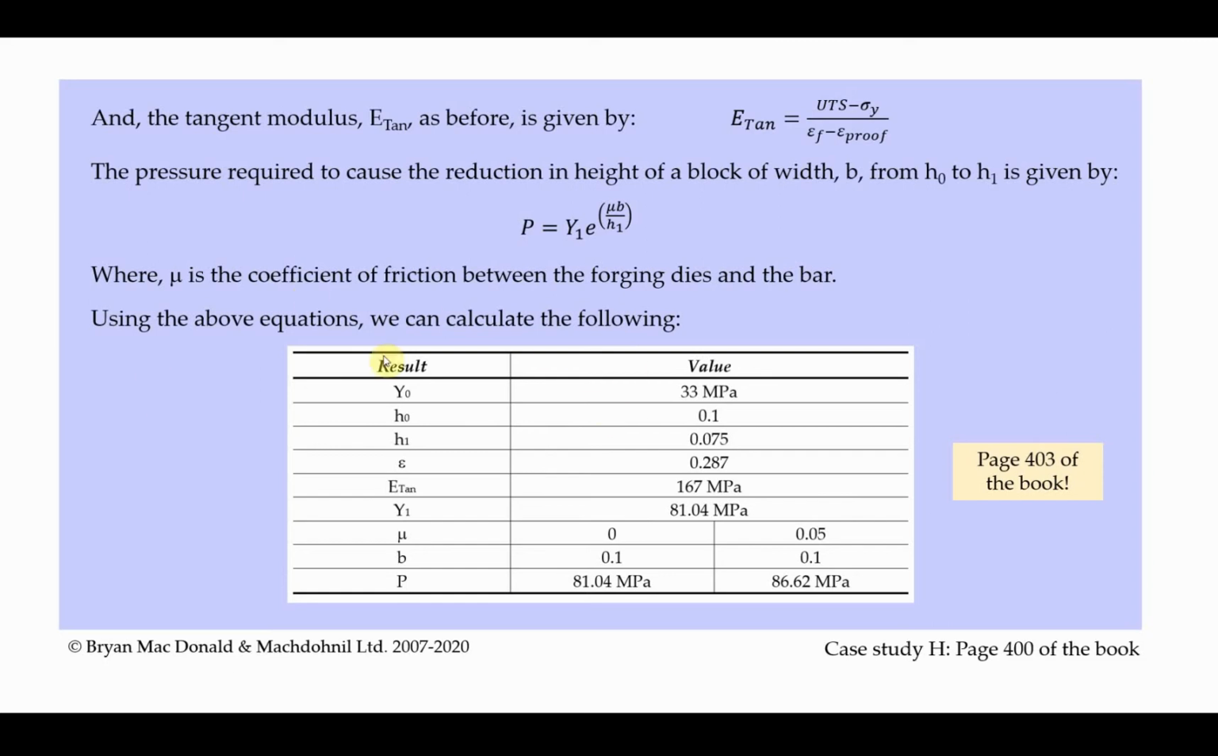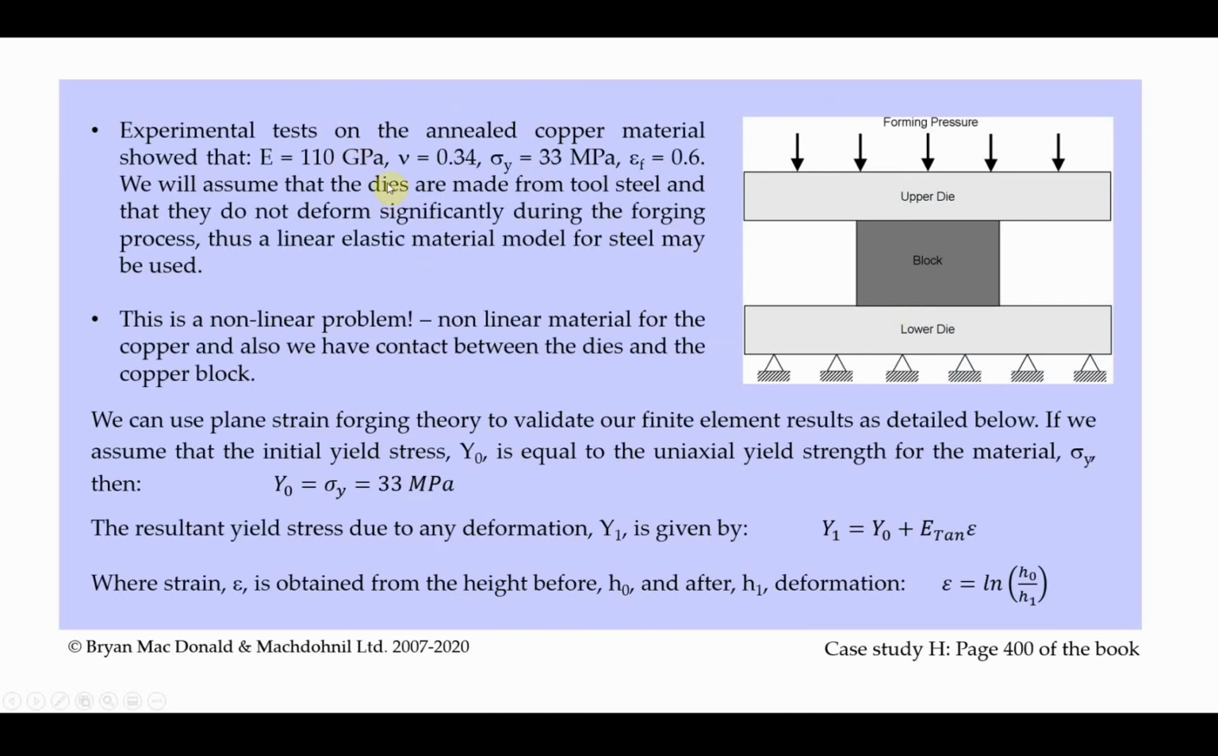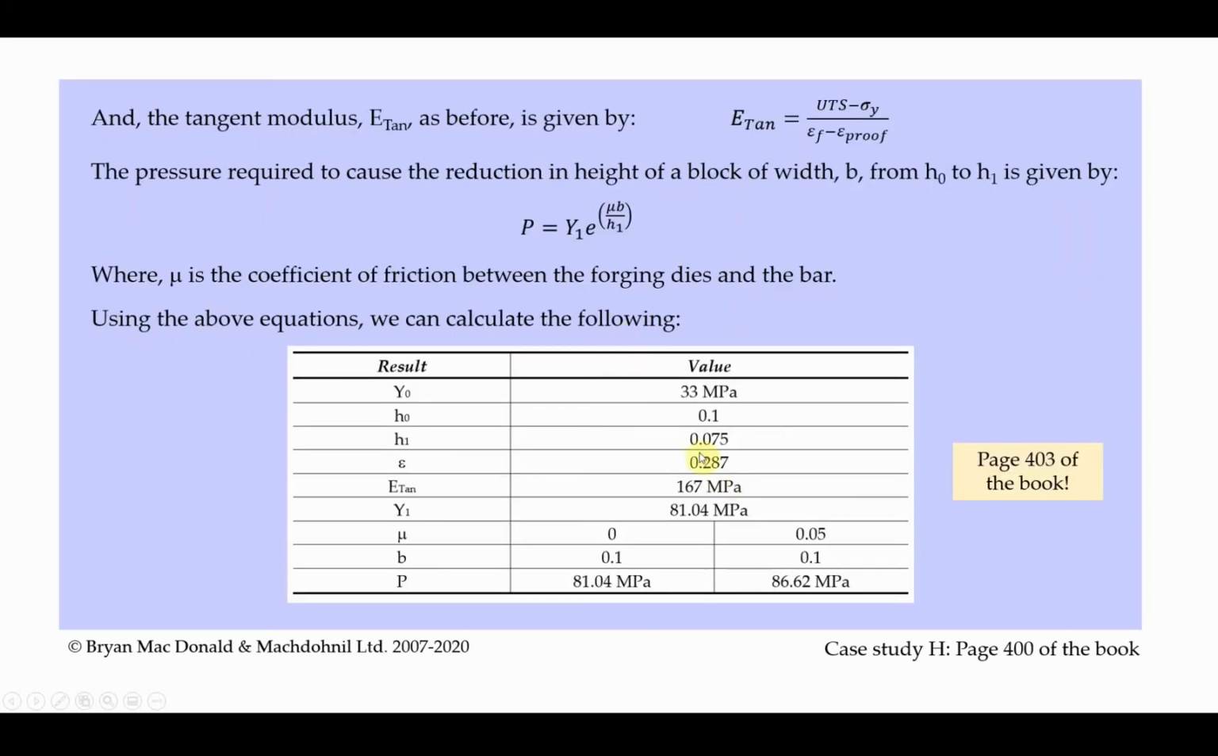Okay, so just going back to our presentation again. Here's the equation I just gave you. It says the tangent modulus is the ultimate tensile strength minus the yield strength, divided by the failure strain minus the proof strain. So we can work it out from that. And if you put those values in for our copper, you end up getting 167 megapascals. Where they come from, go back to the book and look at that. But I think here you're given some of the values. You're given E, you're given 33, and there's more values in the book. So for the moment you can just assume the tangent modulus is 167.